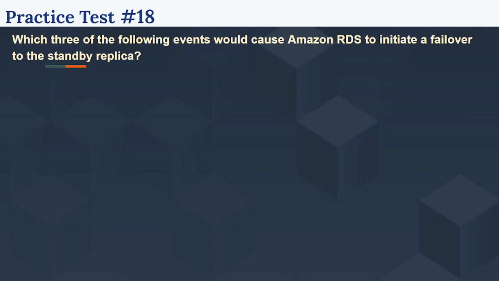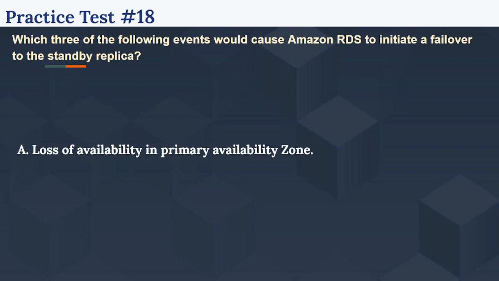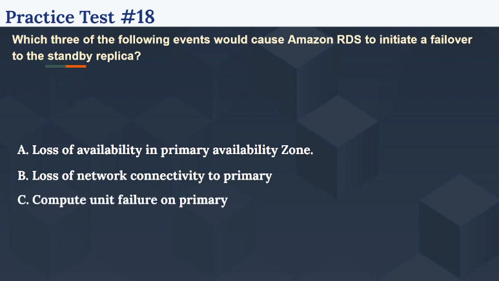So the 18th question is, which three of the following events would cause Amazon RDS to initiate a failover to the standby replica? So the options are: Option A, loss of availability in primary availability zone. Option B, loss of network connectivity to primary. Option C, compute unit failure on primary. Option D, storage failure on secondary.